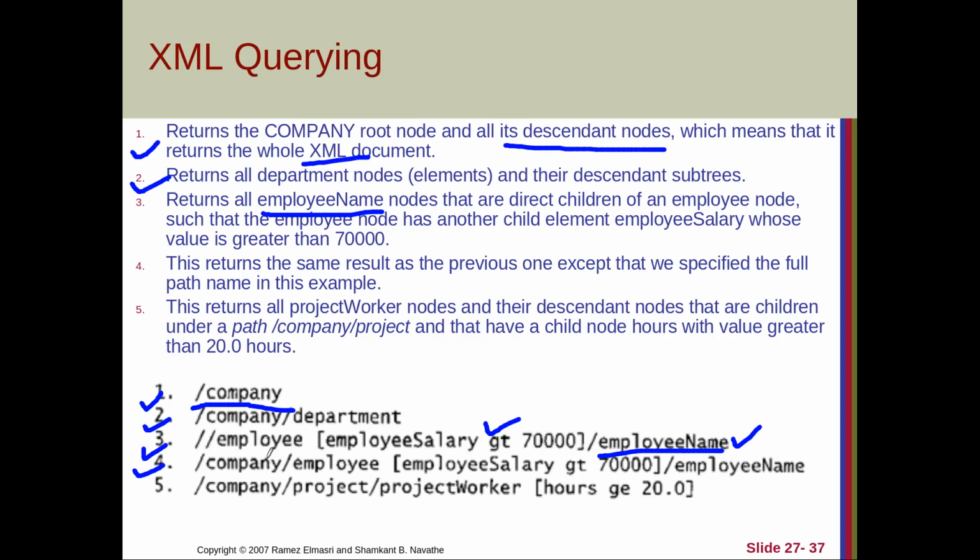Double slash employee means it is keeping the company part, but still it will go to the employee, following the elements and conditions given over there. Then the fifth one is /company/project/worker/hours greater than or equal to 20. It returns all the project workers whose descendant nodes, children under the path company/project, have a child node hours with value greater than 20.0. So this is the way in which we write XPath.